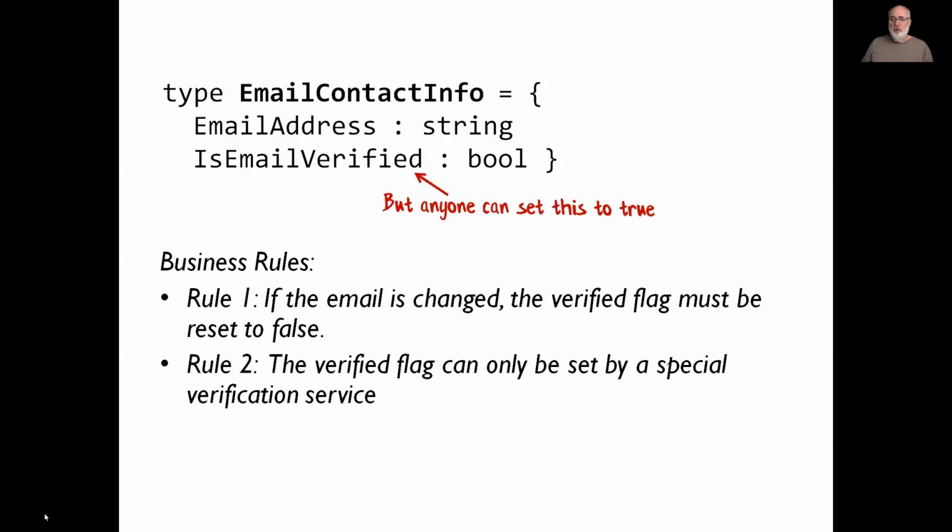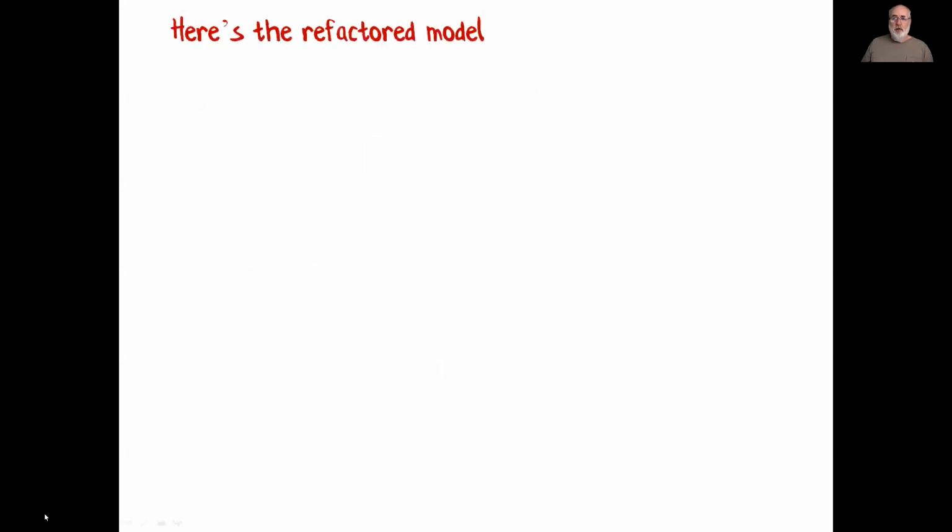So that's not true with this design, because anyone can set that Boolean flag. So it's a bad design. It's insecure. You could easily have states in this design which are not meant to be occurring in the real world. So how can we fix this? I'm going to refactor it.